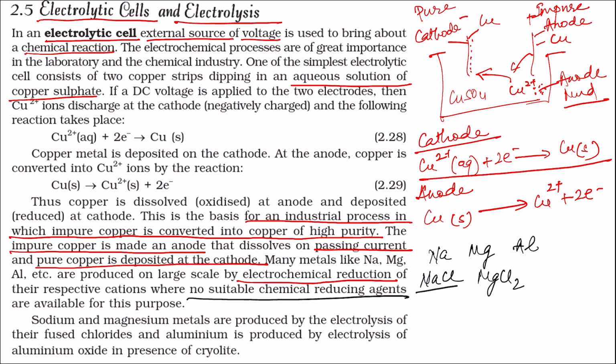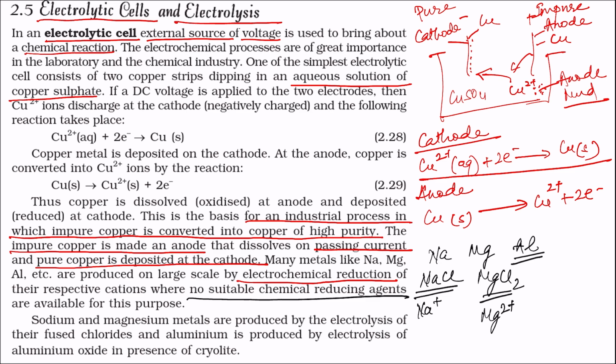So molten sodium chloride is taken as the electrolyte and sodium is obtained at the cathode. Molten magnesium chloride is taken as the electrolyte, and the magnesium ion again gets deposited at the cathode. Here the sodium ion gets deposited at the cathode. Here the magnesium ion gets deposited at the cathode.